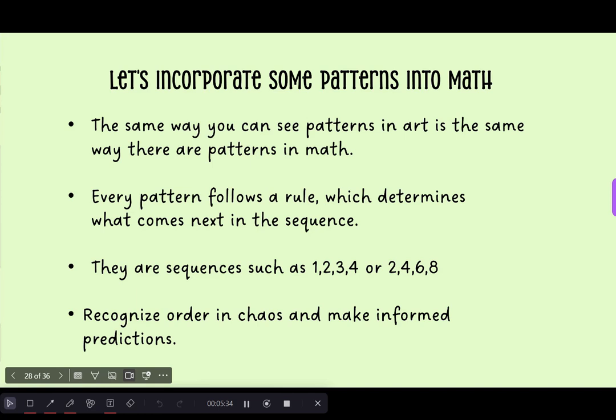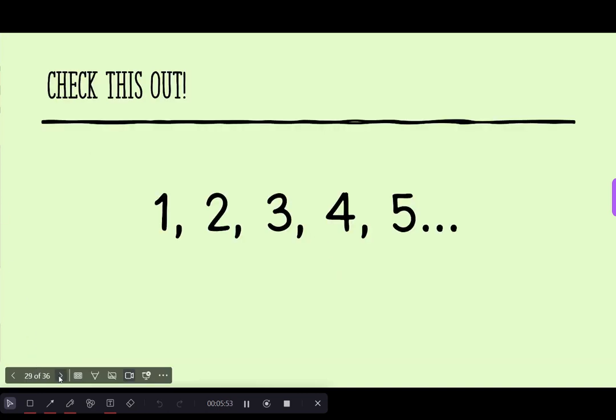So let's incorporate some patterns into math. The same way you see patterns in art is the same way there are patterns in math. Every pattern follows a rule which determines what comes next in the sequence. They are sequences such as 1, 2, 3, 4 or 2, 4, 6, 8. Now let's further this. Check this out. 1, 2, 3, 4, and 5. Does everyone know how to count to 10?